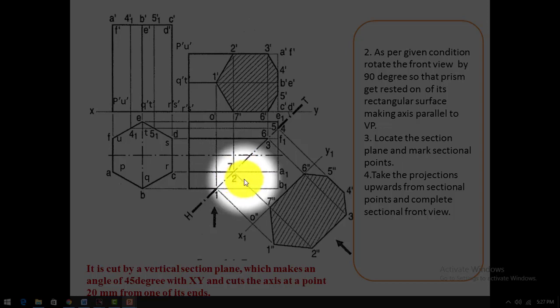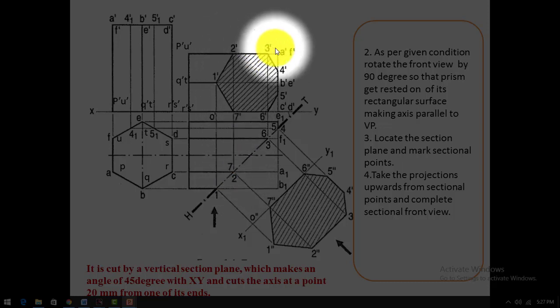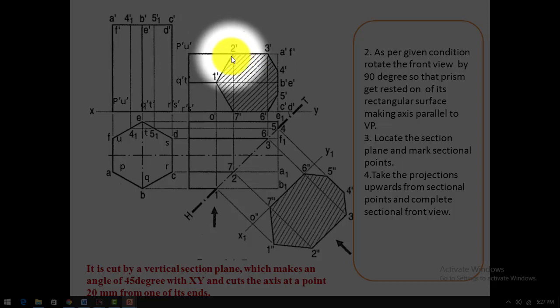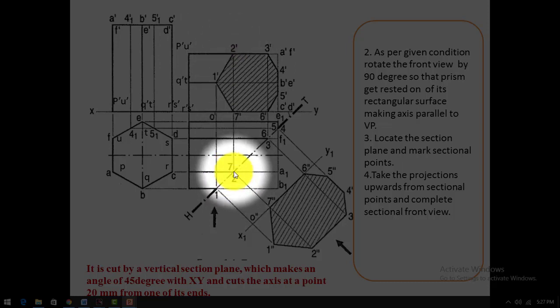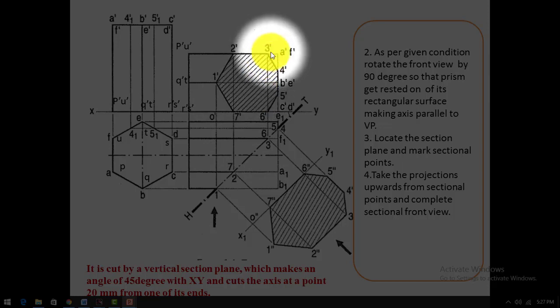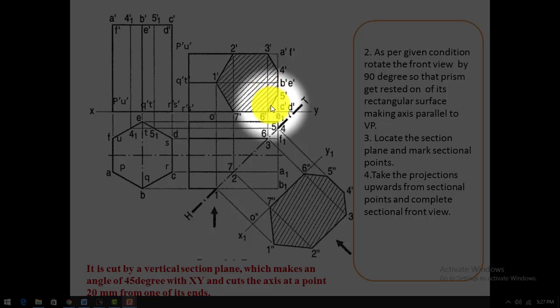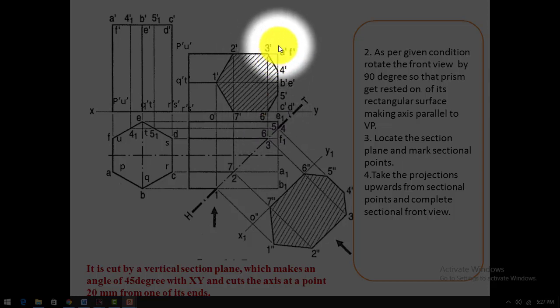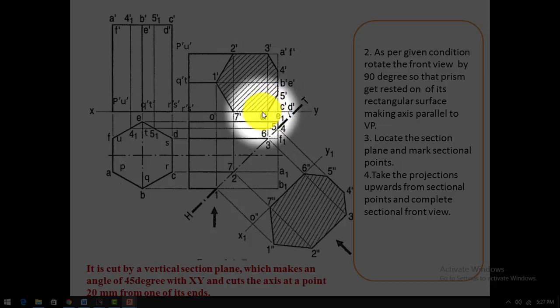Then 2 and 7. The 2 point is on AP, so transfer this on AP. This is the A point, this is the P point. So this is point 2 on AP. Then the 7 point is on RC. So this is RC, this is the 7 point. Then the 3 point is on FU and the 6 point is on DS. So this is 3 point on FU and 6 point is on DS.